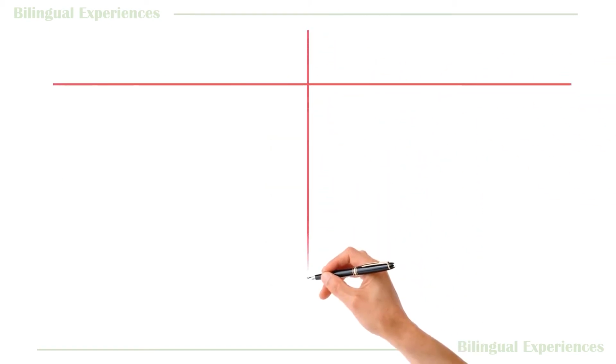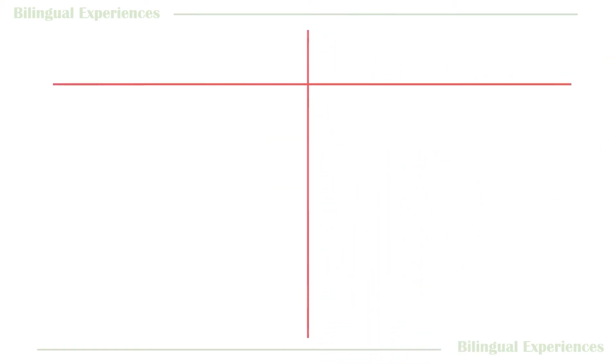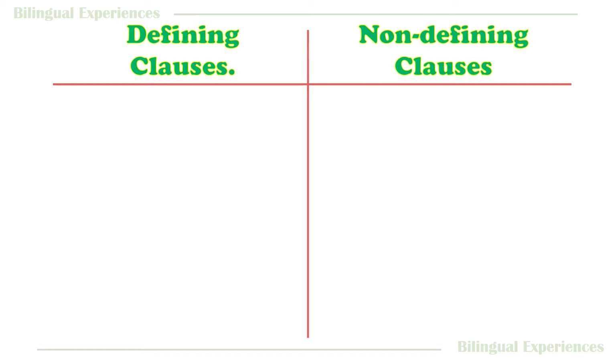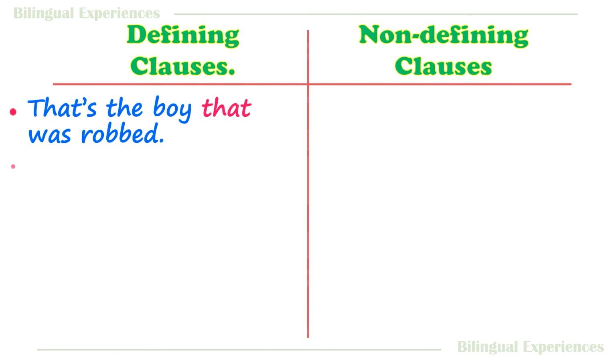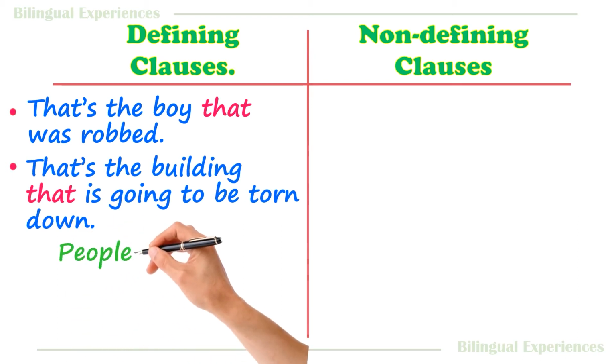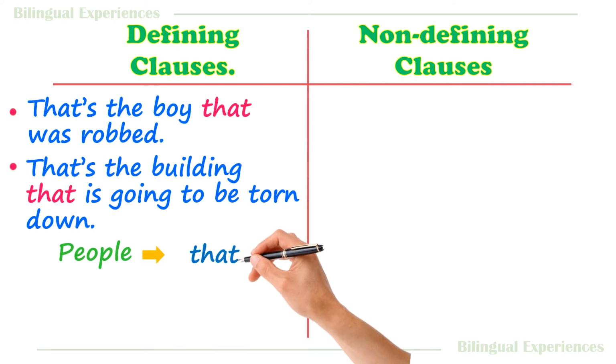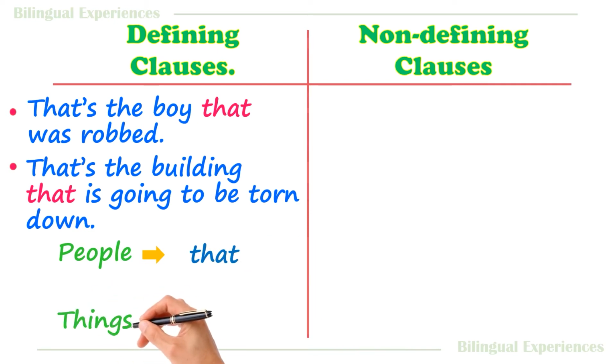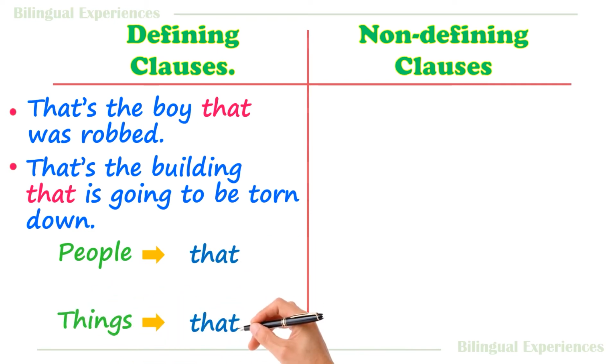We have just talked about 2 types of clauses. Number 1, defining clauses, and number 2, non-defining clauses. To remember them, let's take a look at some examples. Number 1, for defining clauses we have that's the boy that was robbed. Number 2, that's the building that is going to be torn down. So what can we say here? That for people, we can use that, and for things, we can use that too. But remember that for people, we can also use who.